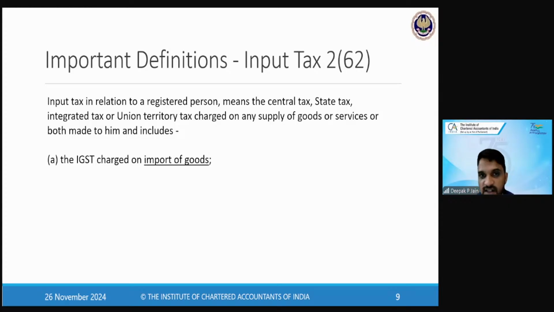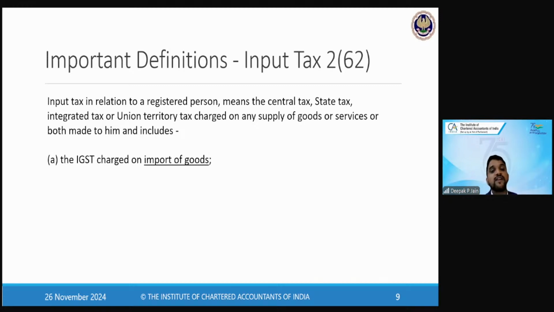So when I am charging UTGST, it will not be along with IGST. It will be UTGST and CGST. Supplier cannot charge both the UTGST and IGST. If he is charging IGST, if it is an interstate supply, then the charge will be only IGST. But if it is intrastate supply within the same union territory, then he will charge me UTGST and CGST. So all of those are combined together and called input tax.